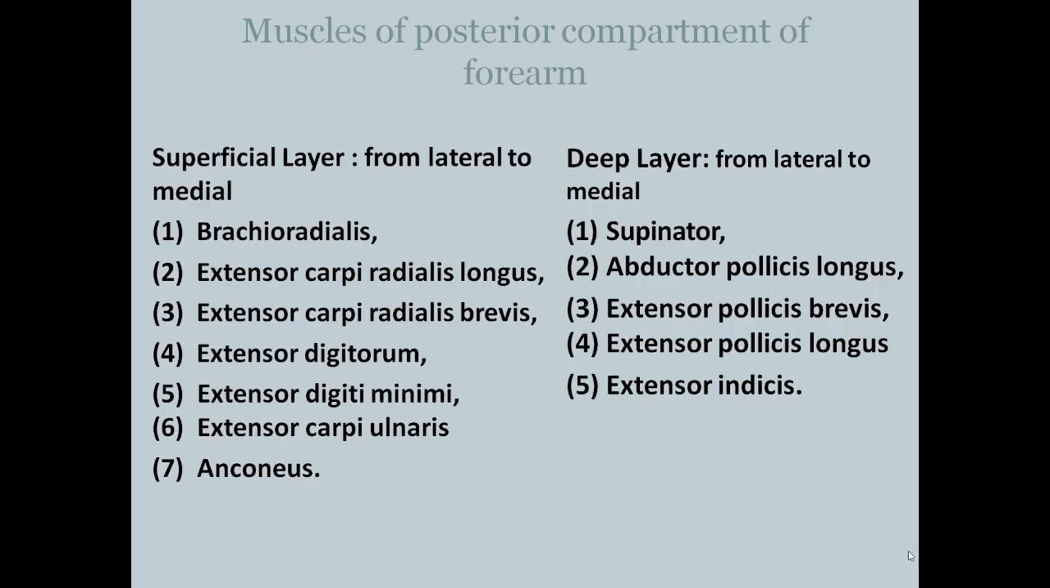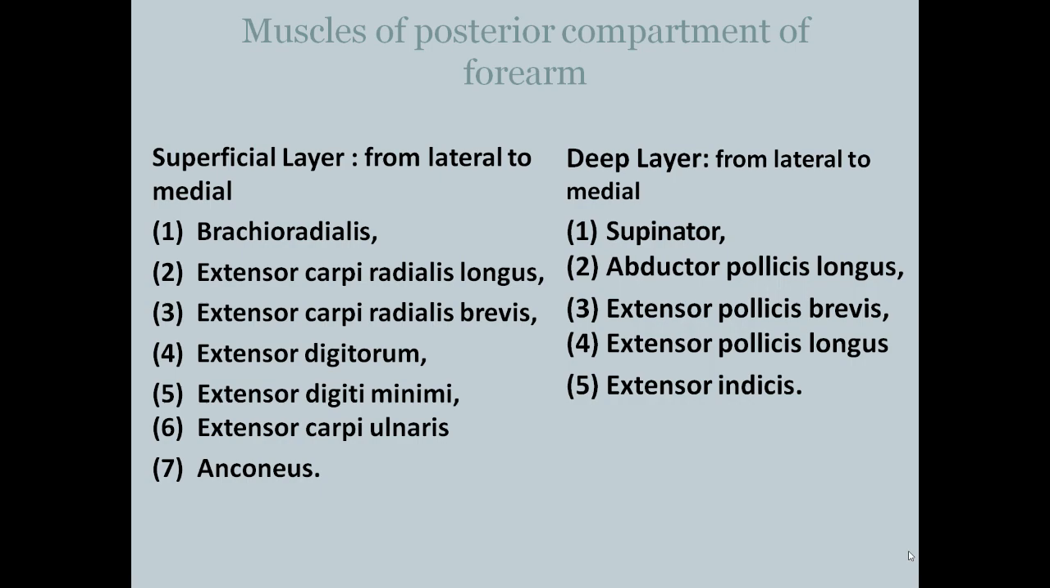First, we will see the muscles of the posterior compartment of the forearm. There are two layers of muscles present: the superficial layer and the deep layer. In the superficial layer, the muscles are present from lateral to medial.